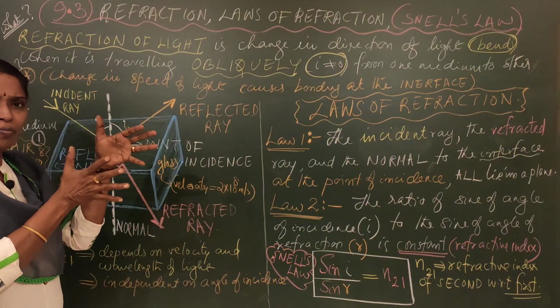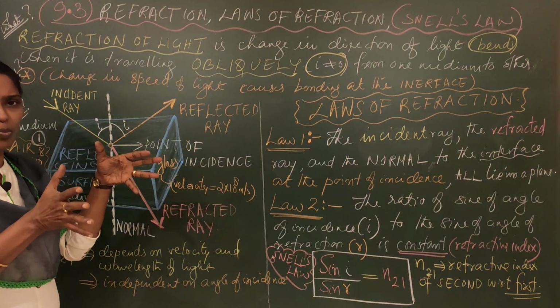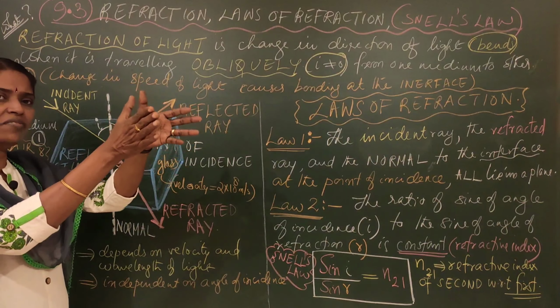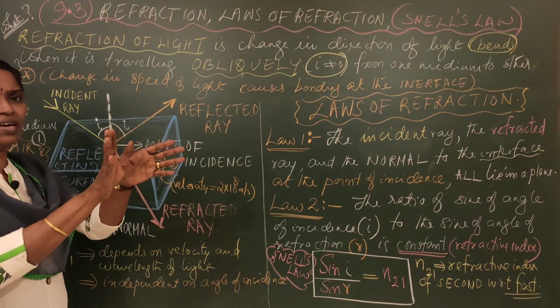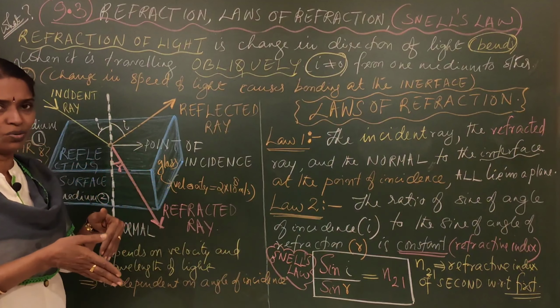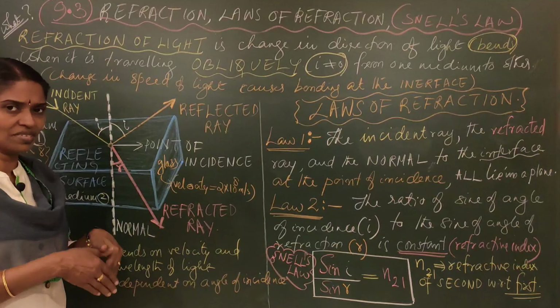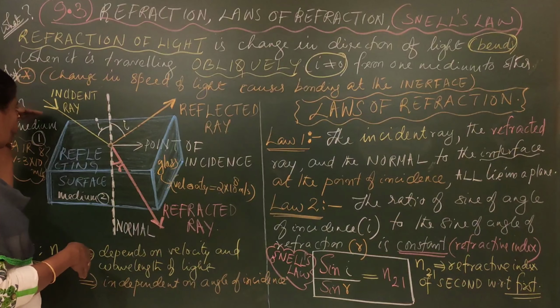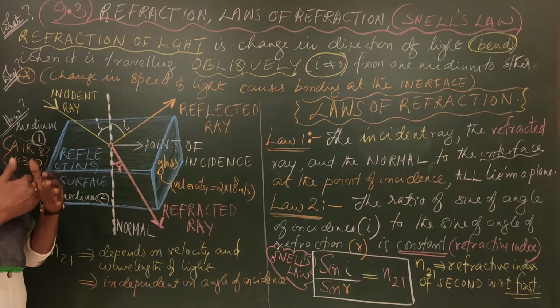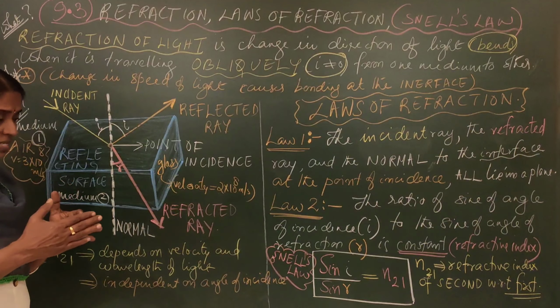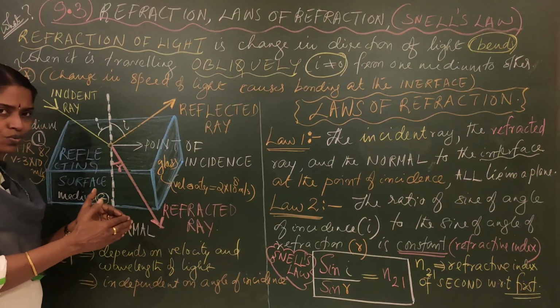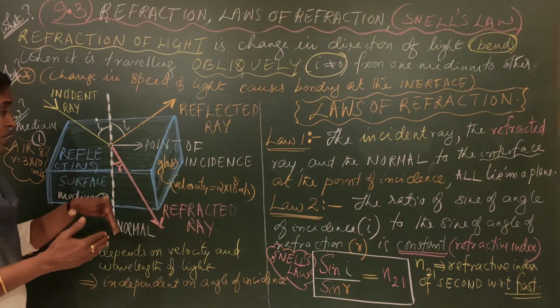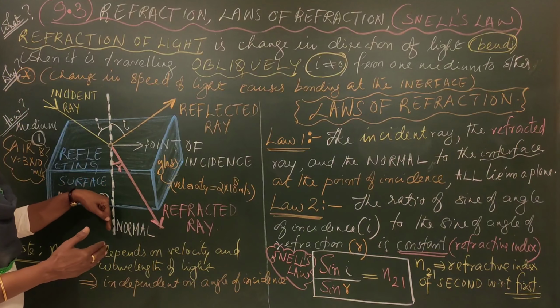Rarer medium means your pocket road, where you don't have that kind of population. But once you go to the national highway, the number of people and vehicles is much more, so you have to slow down. So the velocity comes down. When you go from rarer to denser, the velocity comes down. As a result, the bending also comes closer to the normal.